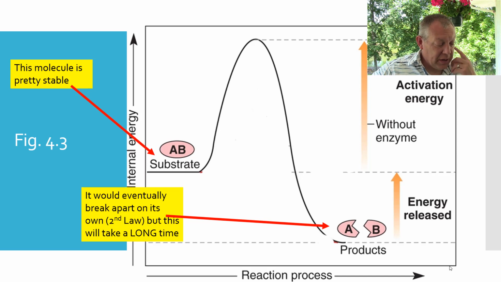That's the second law of thermodynamics. The second law of thermodynamics says everything tends to disorder. And so this molecule is kind of an ordered molecule. Eventually, it's going to decay and break into simpler components if we wait long enough. But that's going to take a long, long time. And living things can't wait that long. We just ate this molecule. We need its energy now. If we don't get that energy, we're not going to be able to keep up our life processes.